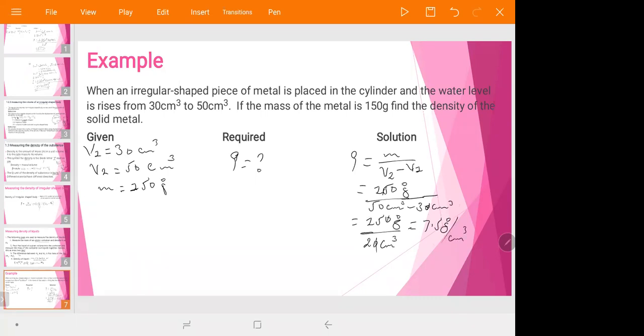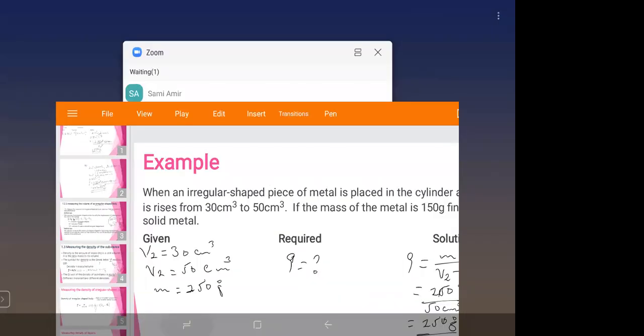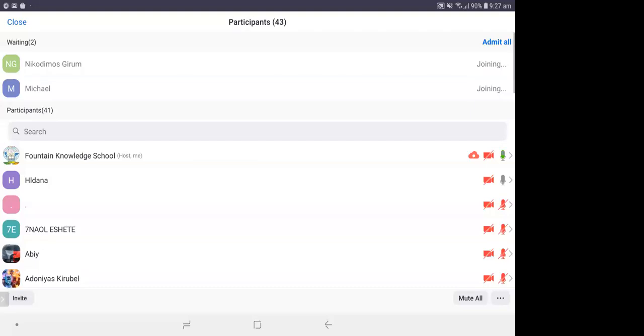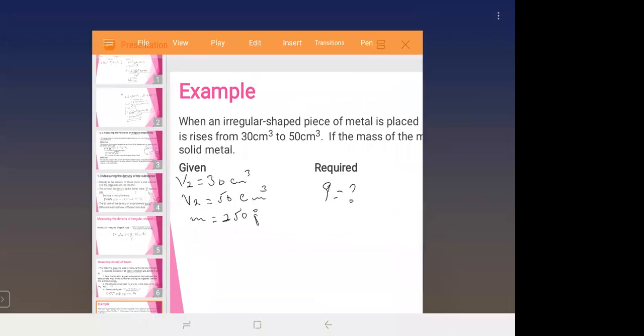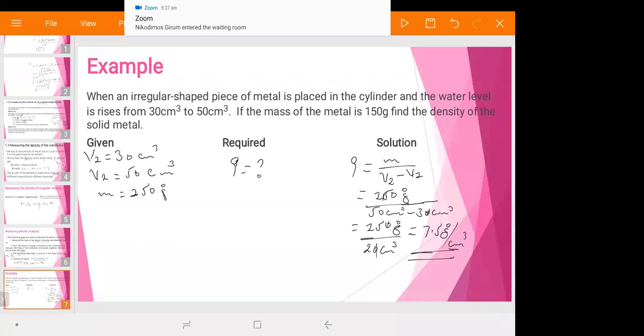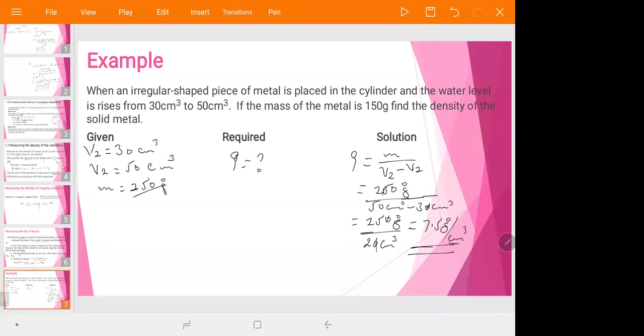We can change this one again to kilogram per meter cube, but there is no need for the moment. Let us check one of them. What was its mass from this equation? 150 gram. Let us check.